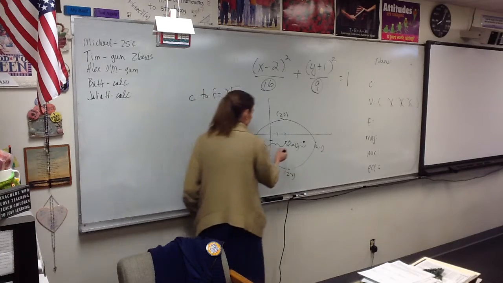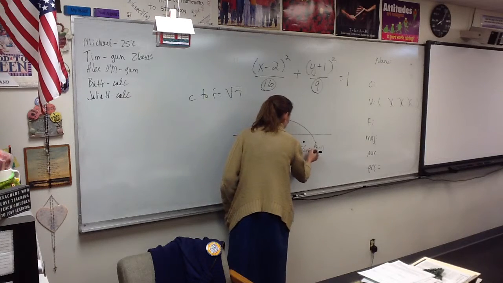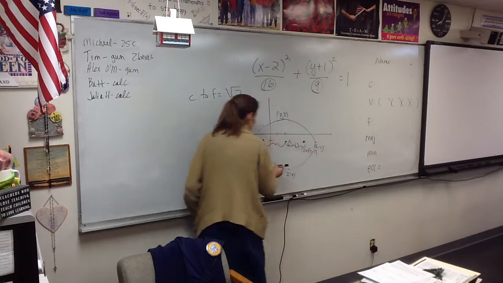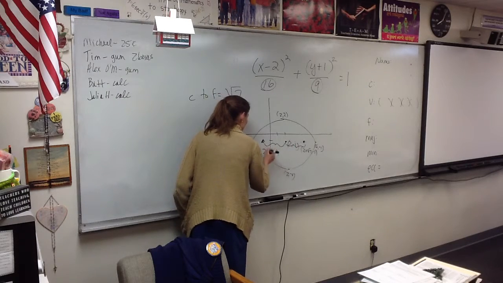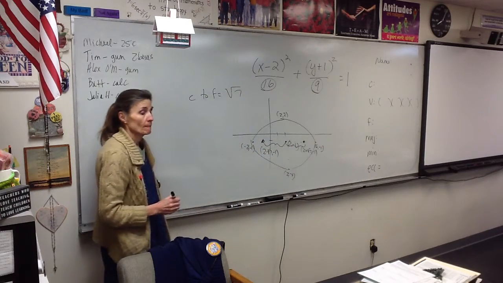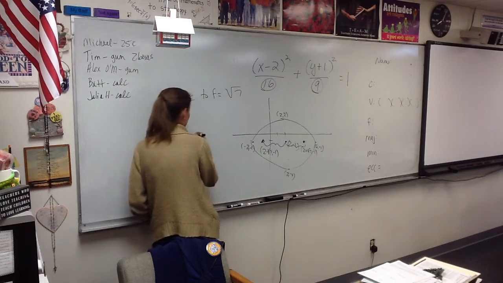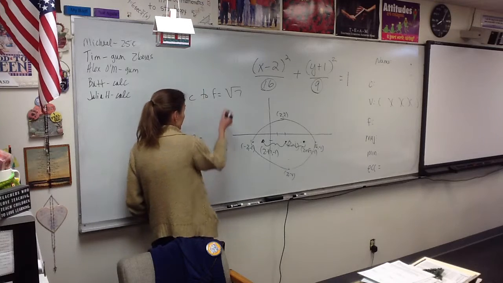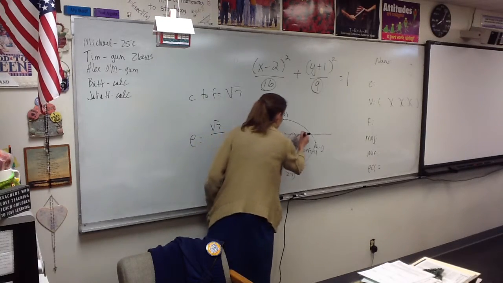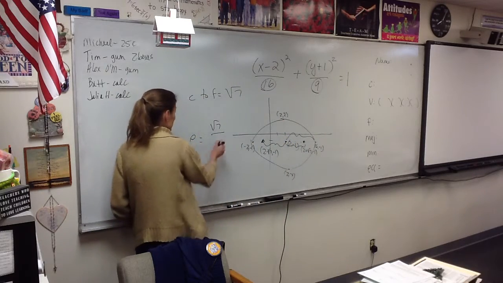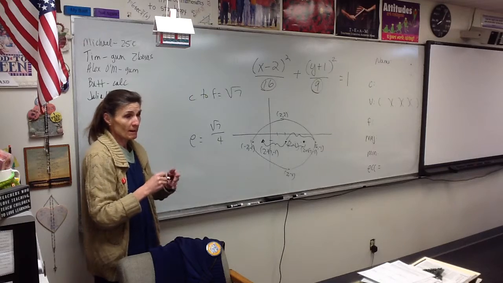So I'm going to start here at the center. 2 plus √7, comma -1, and 2 minus √7, comma -1. That means that my eccentricity then will be that distance divided by this distance, which is 4. Anybody have any question about that?